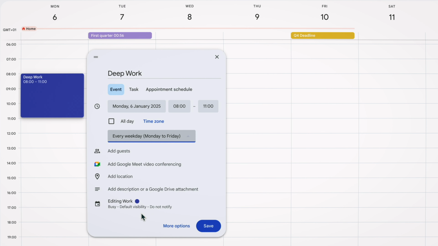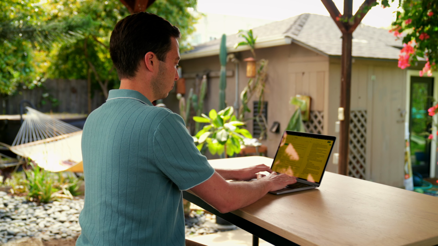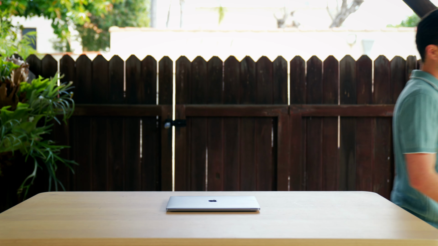For me, that's in the morning, and so I block off 2 or 3 hours every weekday morning just for that. I also sometimes use tools like the Pomodoro technique, where I work for 25 minutes and then I take a 5-minute break using a timer to maximize my focus and my productivity during my writing sessions.